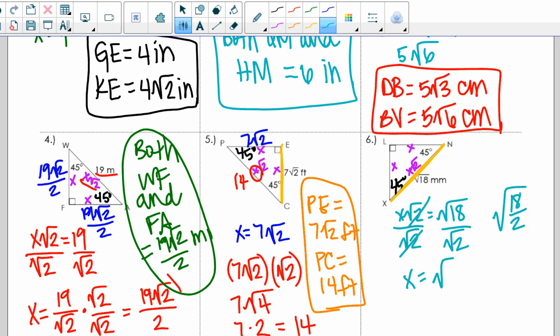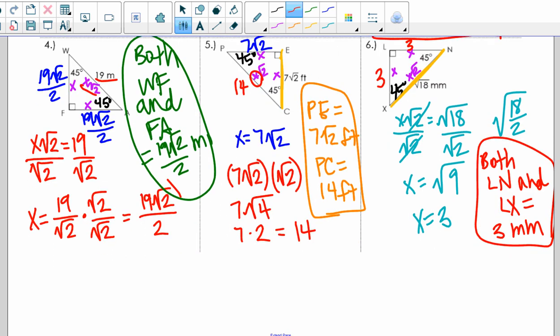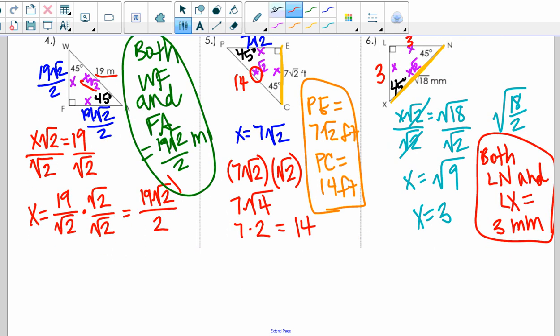So that means this is the square root of 9. Well, the square root of 9 is 3. So that means that this side is 3, and so is this side. So both legs, both LN and LX, equal 3 millimeters. Right? And we don't need to simplify that 18 because I'm not asking for it. So if you're a steps person, I always go through, the first thing I do is label the sides using the relationships.